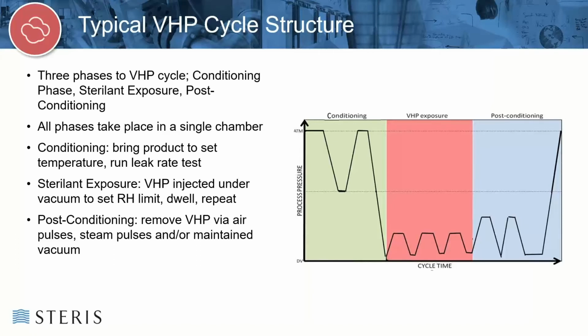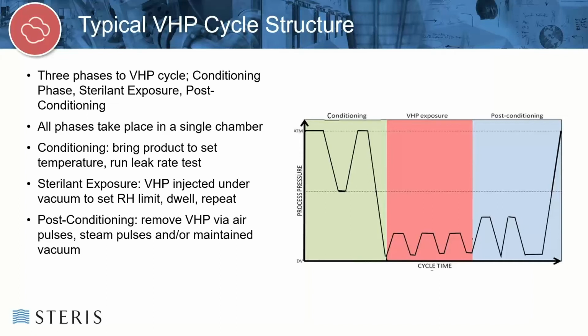The idea of these pulses is that since VHP doesn't penetrate quite as well as ethylene oxide, our first pulse will push the VHP partway into your product, pulse 2 pushes it further again, pulse 3 further again. So the more challenging a product is to sterilize, the more pulses we'll need.